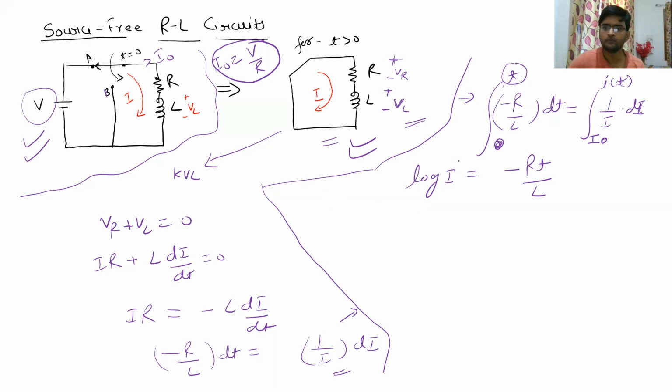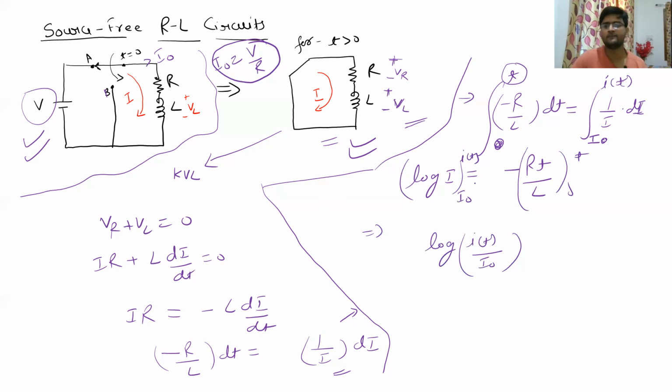So we can write its limits as I naught to I(t), and 0 to t. So what we are basically going to get is log of I(t) divided by I naught, since if you subtract in the log term, it becomes a ratio. You already know that, right? This is equal to minus Rt upon L. Clear? Now we are going to take the anti-log of both sides of this particular equation.